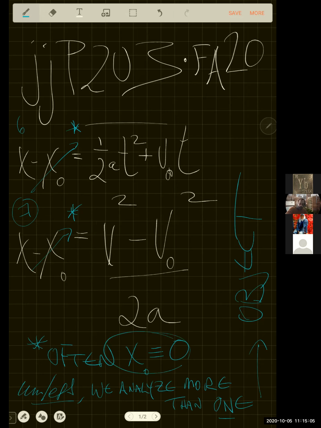But the reason sometimes I do write it is because it will become important. We do have to be clear in our mind that we're allowed to set zero wherever we want, wherever is convenient, and it is convenient to set it wherever an object starts. But if there's more than one object in the problem, which eventually there will be, if we're analyzing more than one object at the same time, and they don't start at the same place, then we need that term. So that's why sometimes I'll keep it and sometimes I won't.